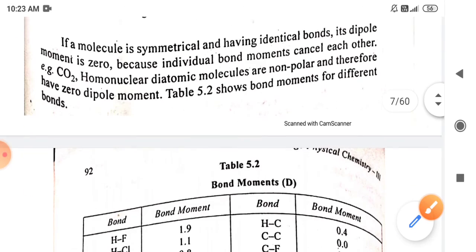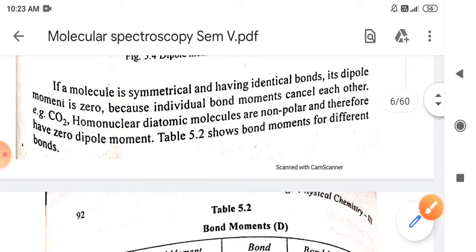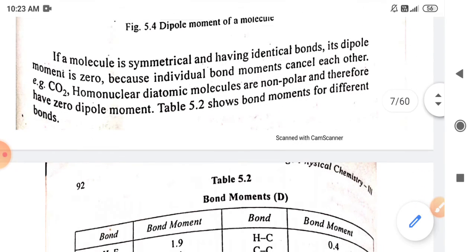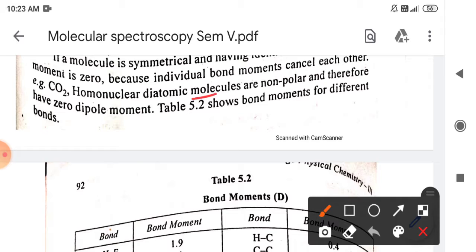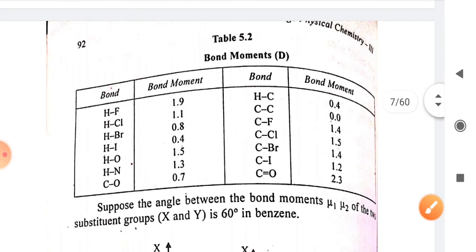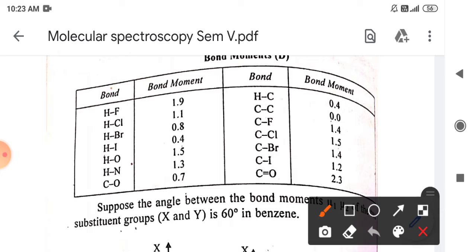Because this molecule, we will see the examples one by one. Homonuclear diatomic molecules are non-polar, and they show zero dipole moment. Here we can see various bond moments. Individual bond moments are calculated experimentally, and these are explained in this table. Lots of values are given for each bond moment, like for HF, HCl, HBr.